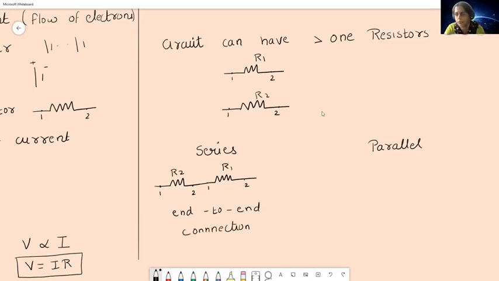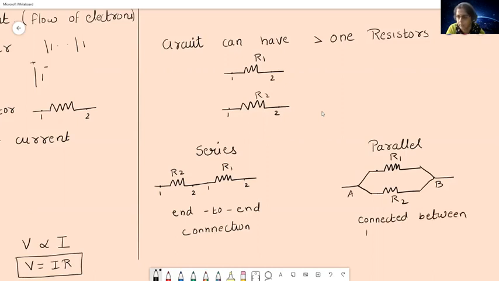Then in parallel, it is going to be different. If I have two resistors, say R1 and R2, the first terminal of each is connected to one common point, say A. The other terminal, the second terminal, is connected to another common point B. So here it is not end-to-end connected. It is connected between two common points. So this is parallel connection.